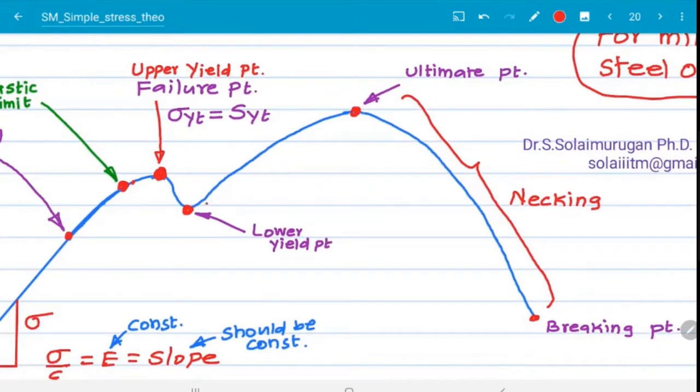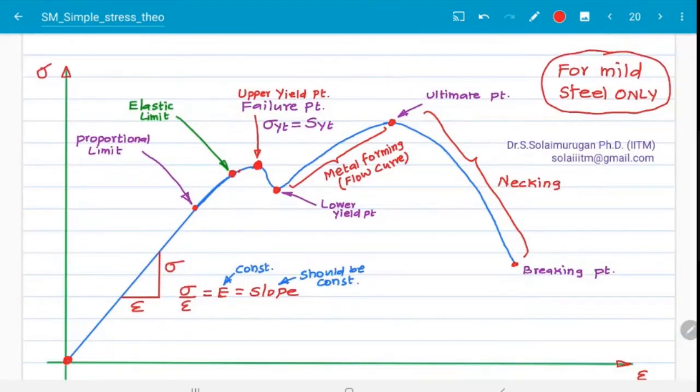This portion is used for the metal forming process. It is called the flow curve. The last point is the breaking point. At this point, the test specimen is broken into two pieces. So that is the specialty of proportional limit, elastic limit, upper yield point, lower yield point, ultimate point, and breaking point.